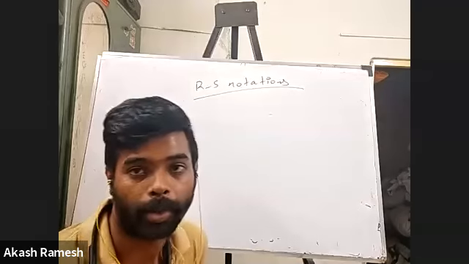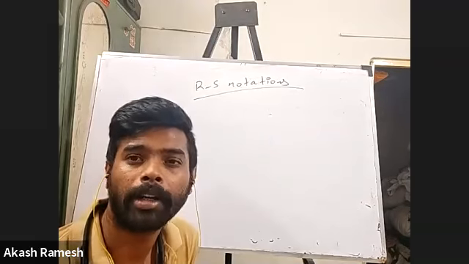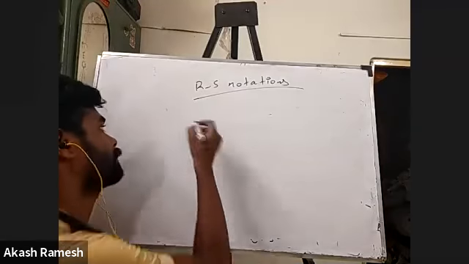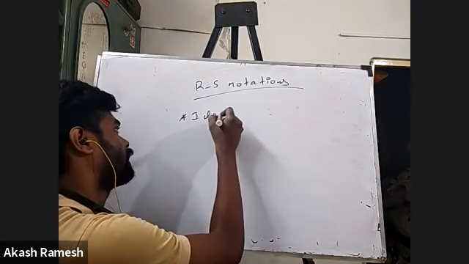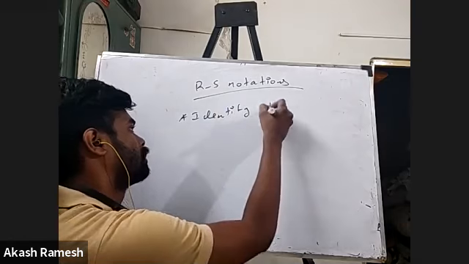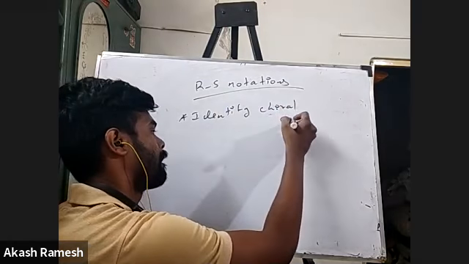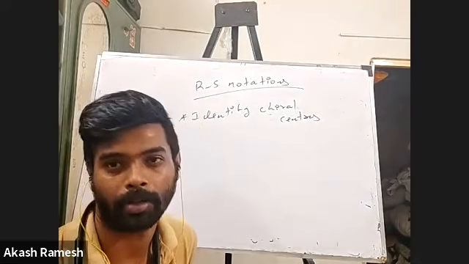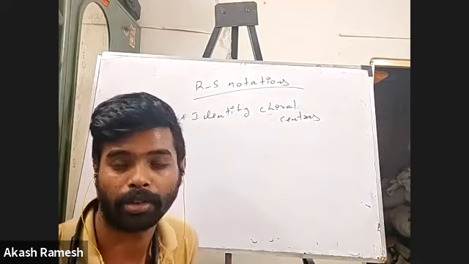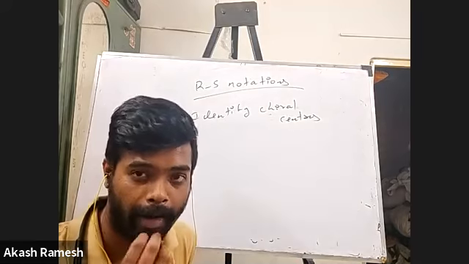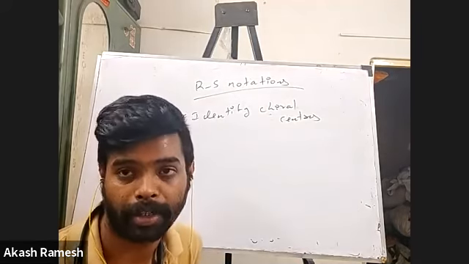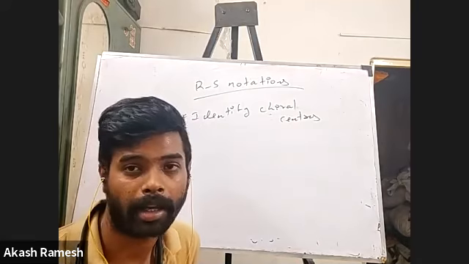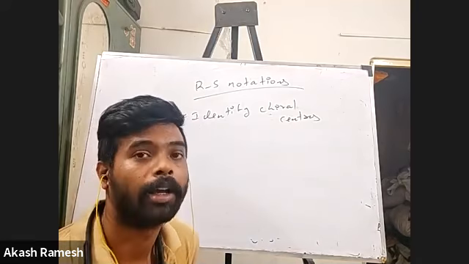Now, how are we going to do it? So, first thing is that you have to identify the chiral centers. Obviously, you know how to identify the chiral centers. If at all you see that there is a carbon atom which has all four groups to be different, obviously, that is my chiral center. That we know, right?